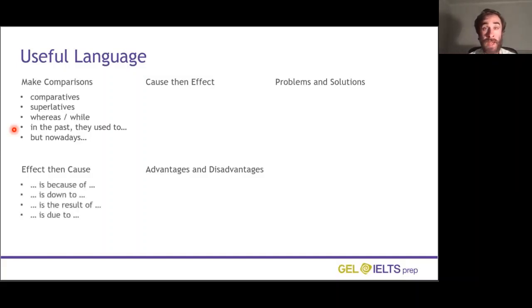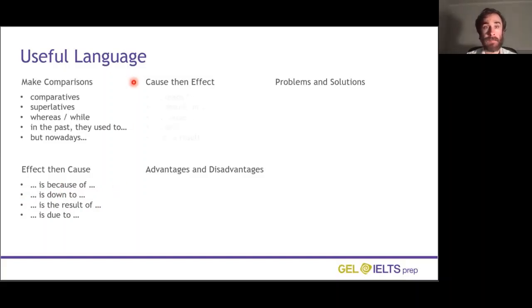Language of effect and then cause. This is because of, this is down to, this is the result of, and this is due to. All of these phrases would be followed by a noun phrase. For example, this is because of tourism, not a sentence.